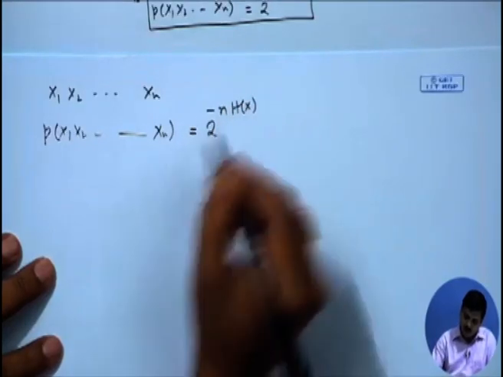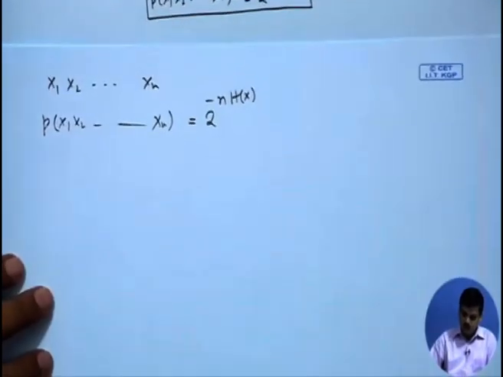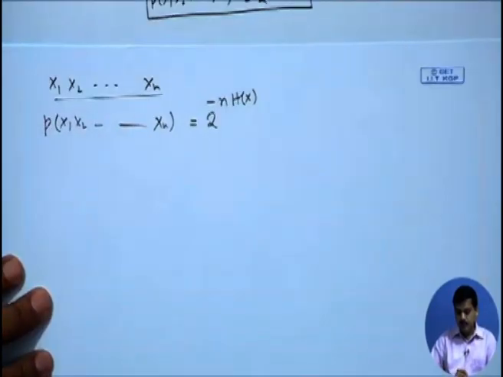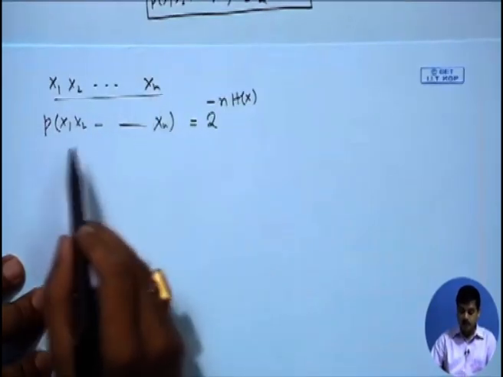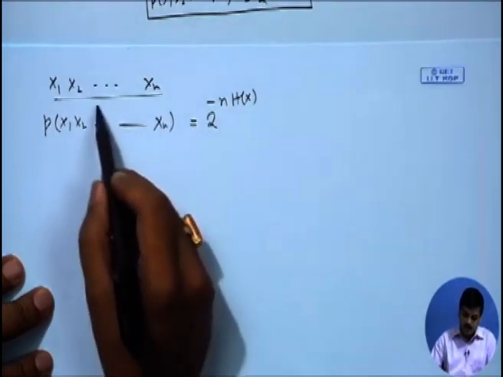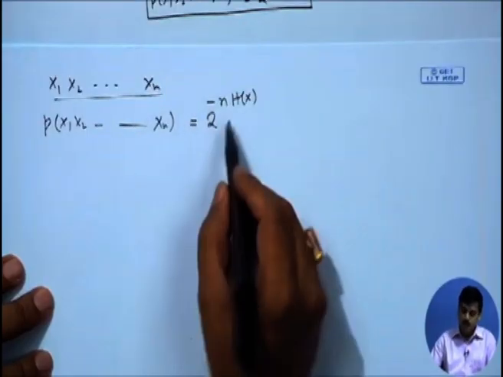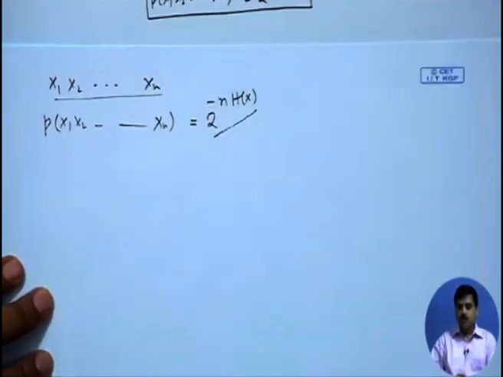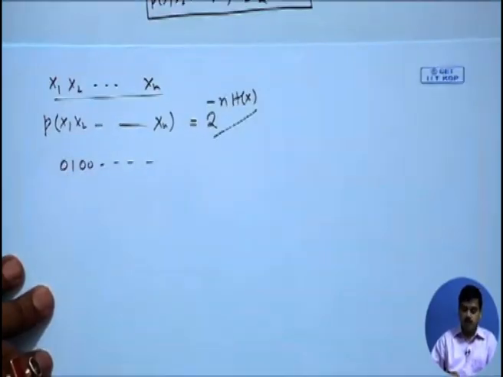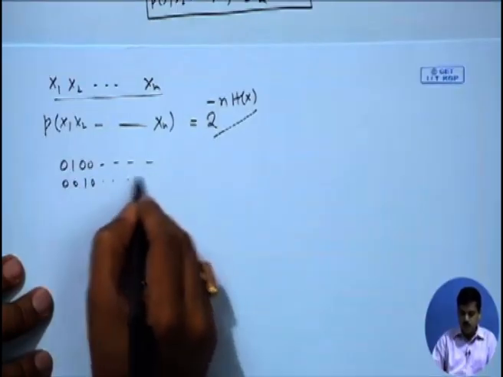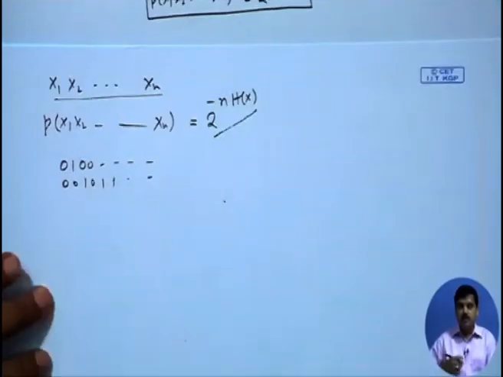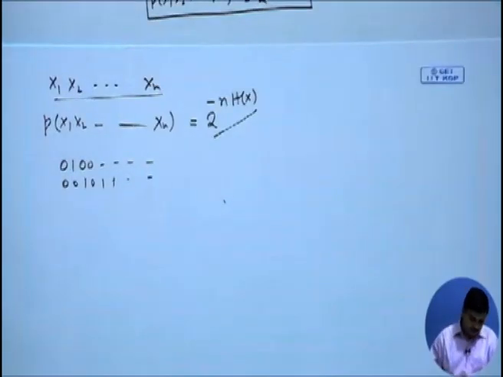This in turn means that if I take a random sequence x1 to xn, when n is very large, the probability of that sequence is 2 to the power of minus nH(x). And all the sequences I take have these probabilities. For instance, I could take 0 1 0 0 up to a certain number, or 0 0 1 0 and so on up to xn. The probability of an arbitrary sequence is 2 to the power of minus nH(x).